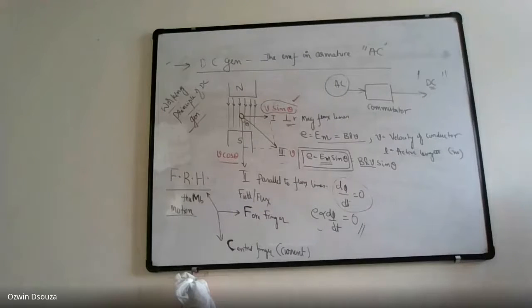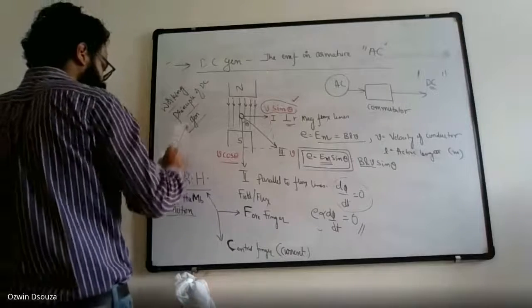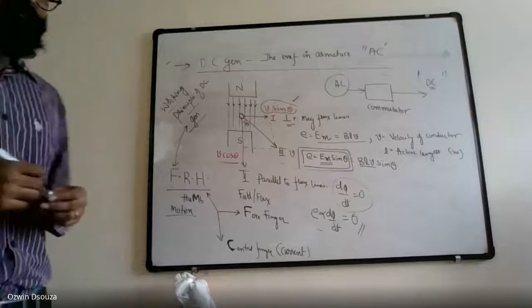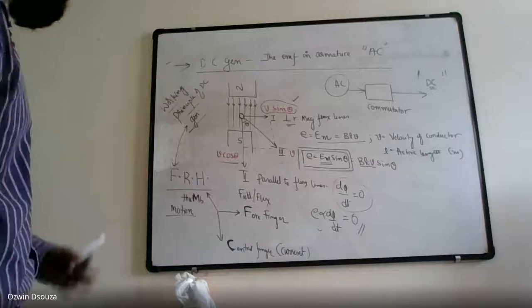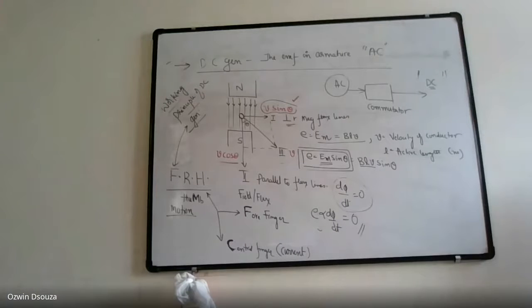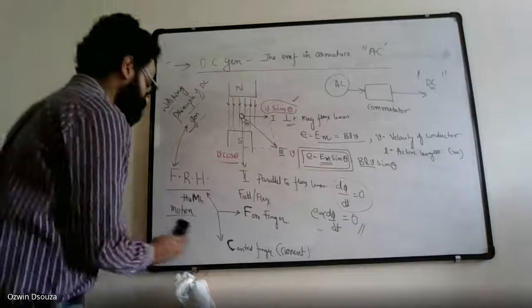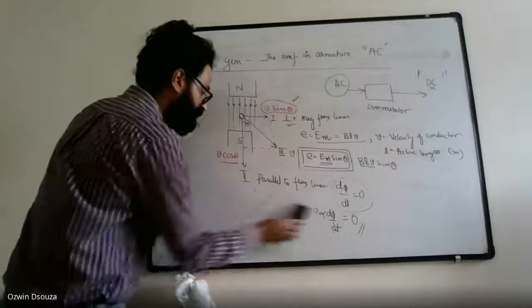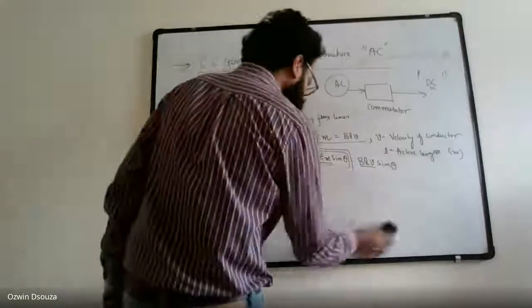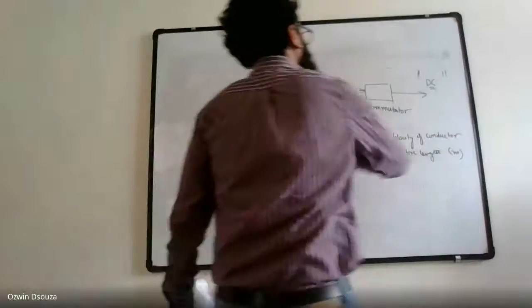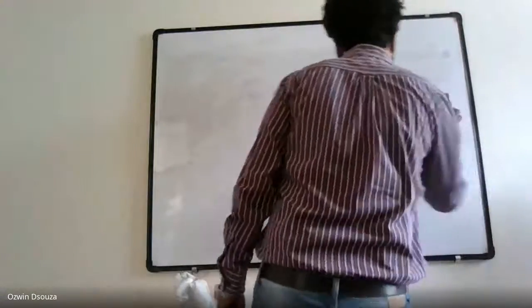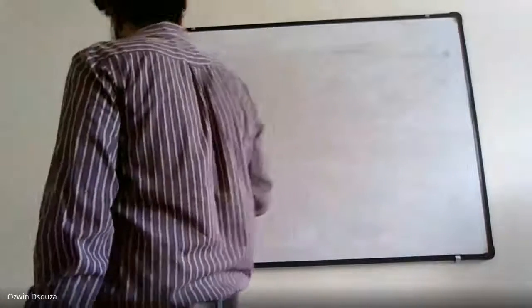So Fleming's right hand rule is applicable to generator. On the other hand, Fleming's left hand rule is applicable to motor. So how exactly you apply Fleming's right hand rule and left hand rule? Let me tell you sometime later. All right. Fine. So that's about the working principle of DC generator and the explanation regarding Fleming's rules.